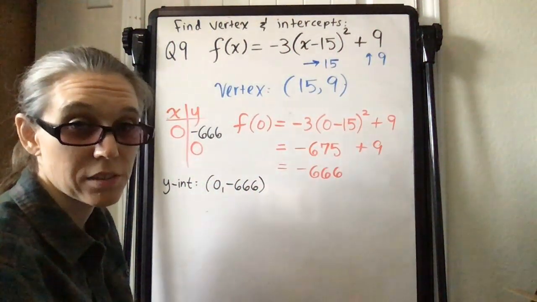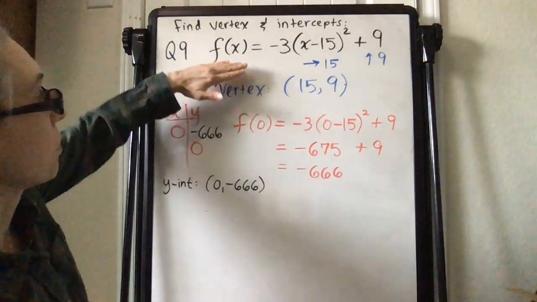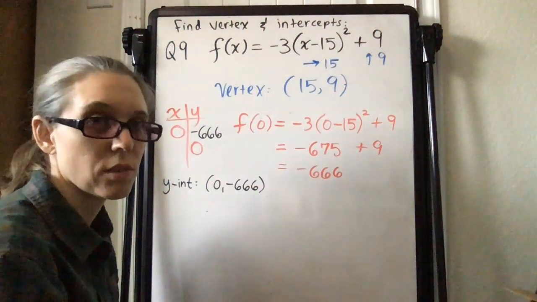Next, for the x-intercept, we replace y with 0. So we replace f of x with 0.